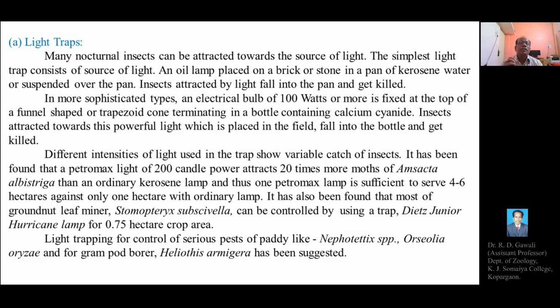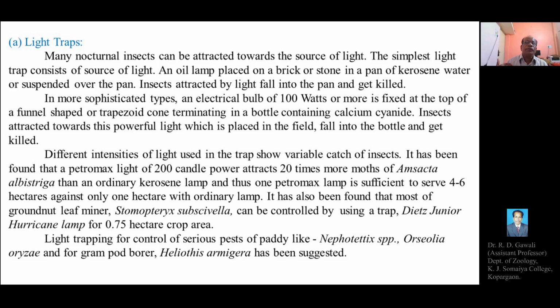The simplest light trap consists of a source of light, which may be an oil lamp placed on a brick or a stone in a pan containing kerosene water, or suspended over the pan. So this is the light trap as we have seen in the diagram previously. The light traps can be prepared by using a source of light such as an oil lamp or electric bulbs with different colors also. Insects are attracted towards these light sources, maybe an oil lamp or electric lamp, fall into the pan containing kerosene water or insecticidal water, and ultimately get killed.